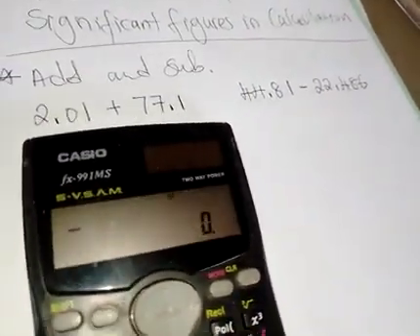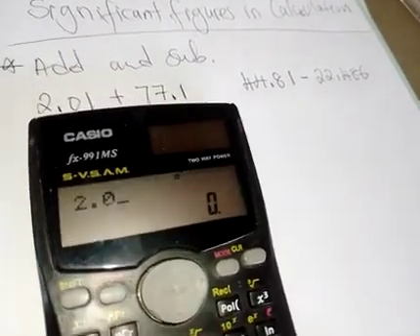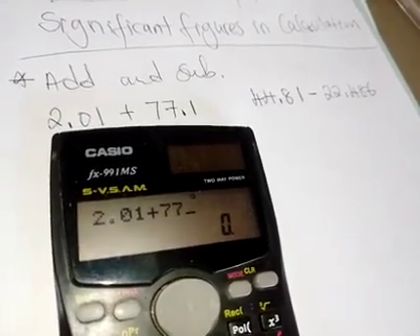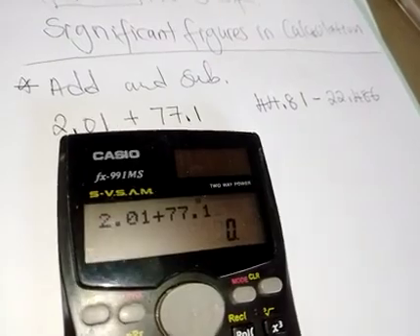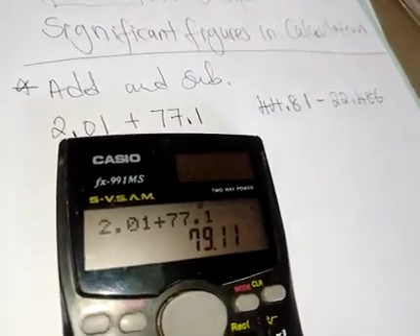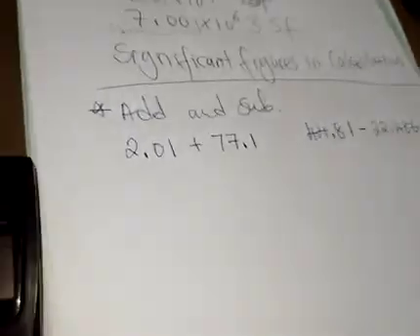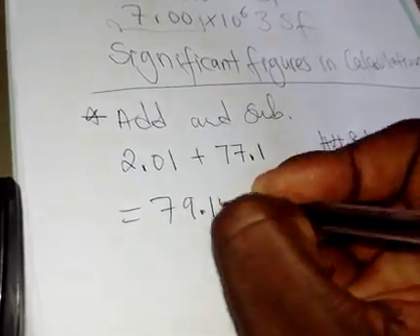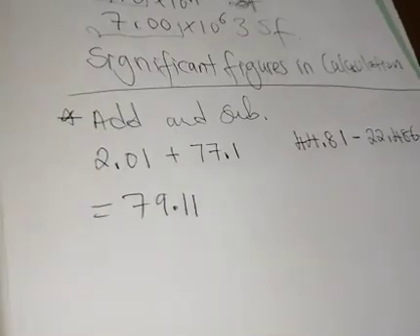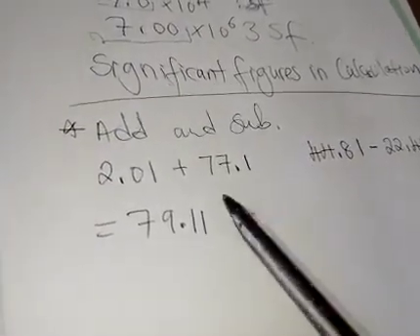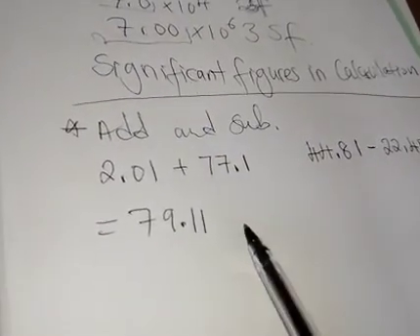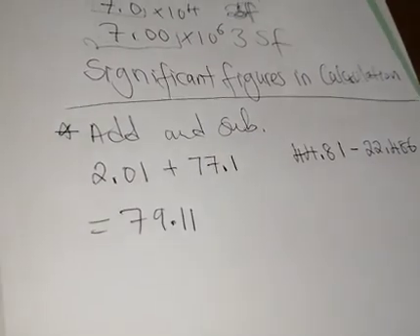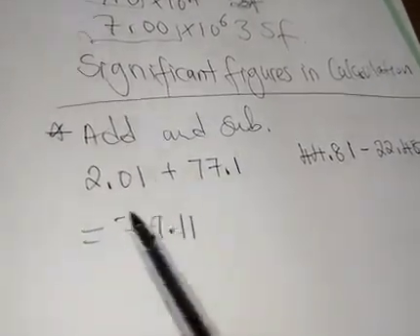Okay, so we have 2.01 plus 77.1. What are we getting? That's 79.11. So see, this is giving us 79.11. Then for addition and subtraction, the answer should be reported to the least decimal places of what you were adding.